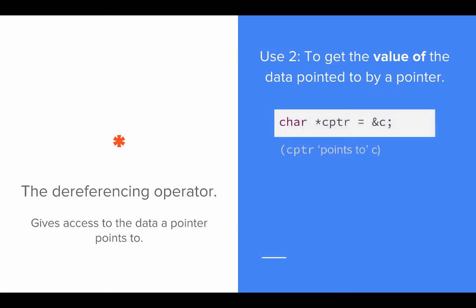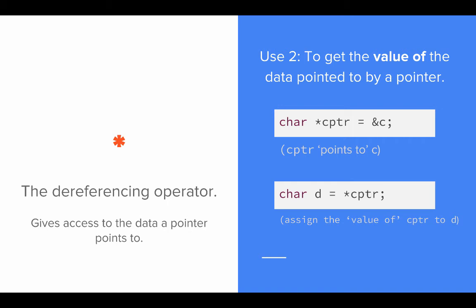Okay. So what I mean here is that if I store the address of C into my C pointer variable, remember I can say C pointer points to C at this point. If I want to now get whatever C pointer is pointing to, which in this case happens to be C, I can say star C pointer. And in my head, I usually just replace that star in this instance with value of. So on the right-hand side, I say the value of C pointer. And then I store that into my character D.